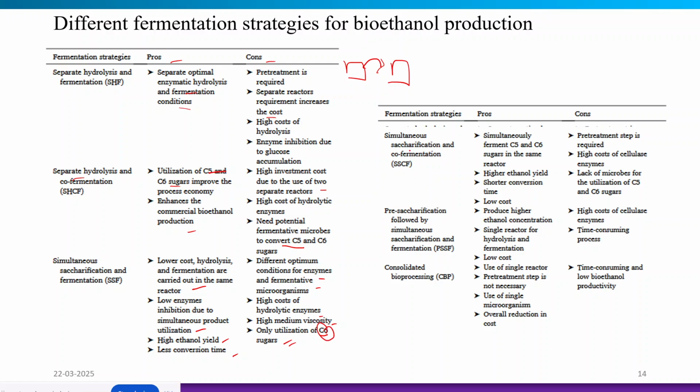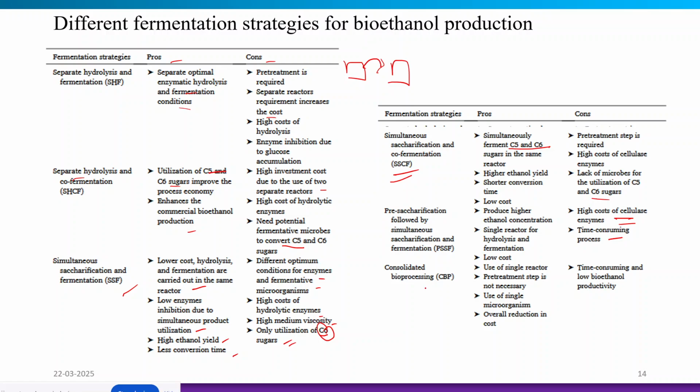And then there is combined fermentation technology, where we are utilizing C5 and C6 sugars in a combined way, or as a mixture. The limitation is the lack of microbes for utilizing both of the sugars simultaneously. Then there is pre-saccharification followed by simultaneous saccharification and fermentation, which produces a higher ethanol concentration in a single reactor for hydrolysis and fermentation. It has a higher cost associated with the cellulase enzyme incorporation in the process, and also it is time consuming.